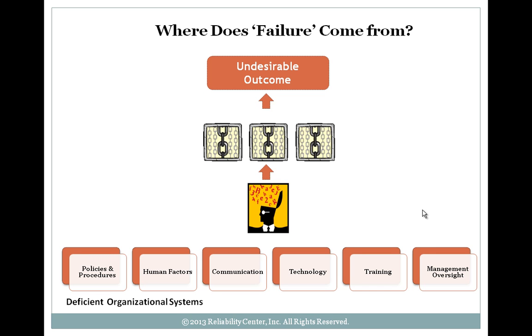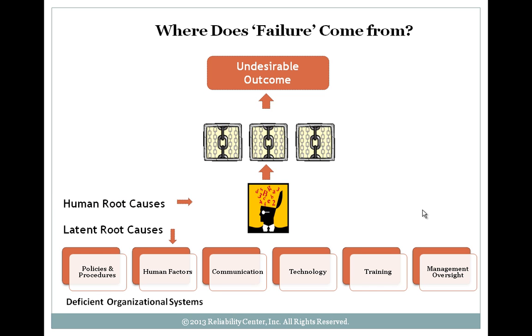So for terminology's sake, we're going to refer to these organizational system deficiencies as latent root causes. That's exactly what they are. They're always there. They can't hurt anybody by themselves, but they have to be activated by a human decision. So that's what we'll refer to as human root causes. It's the actual decision error. As a result of the poor decision, we trigger physical root causes or observable root causes to be apparent. So that's understanding where does failure come from.